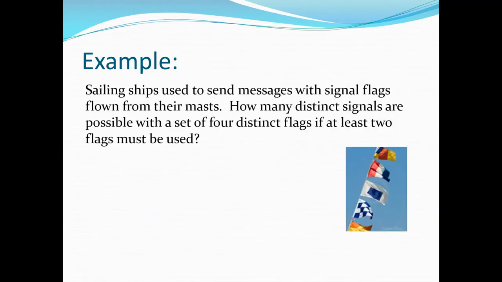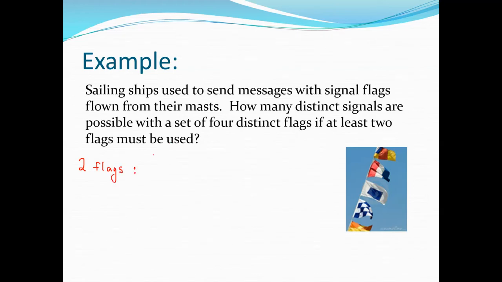Let's do another example. Sailing ships send messages with single signal flags. In case radios break, this is a way to communicate if that technology is down. So we're going to look at how many distinct signals are possible with a set of 4 distinct flags, if you have to use at least 2 flags. So let's have a look at this. Let's say we use 2 flags. How many different signals could you make?